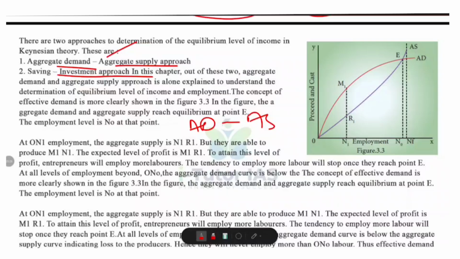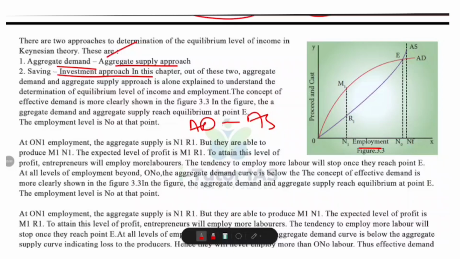Look at this figure. This happens at the point E, where the employment level is ON. Look at this graph, I will explain this. The X-axis shows the level of employment, that means the number of workers employed. The Y-axis shows aggregate supply price or revenue, that means the total money firms expect to receive from production.